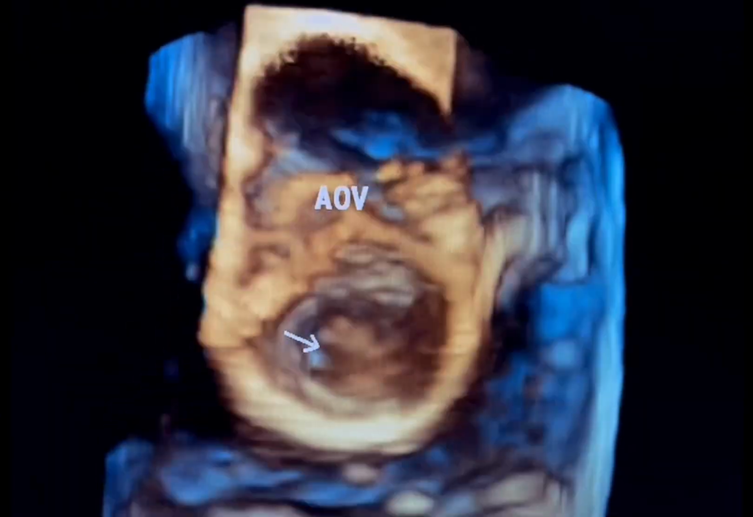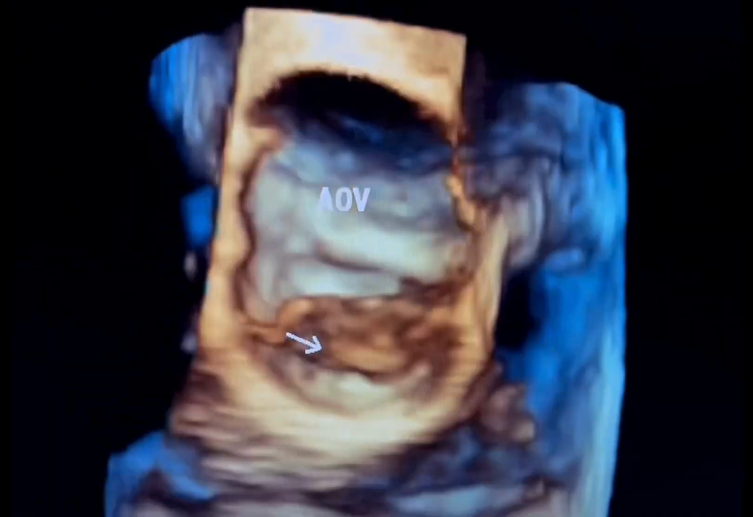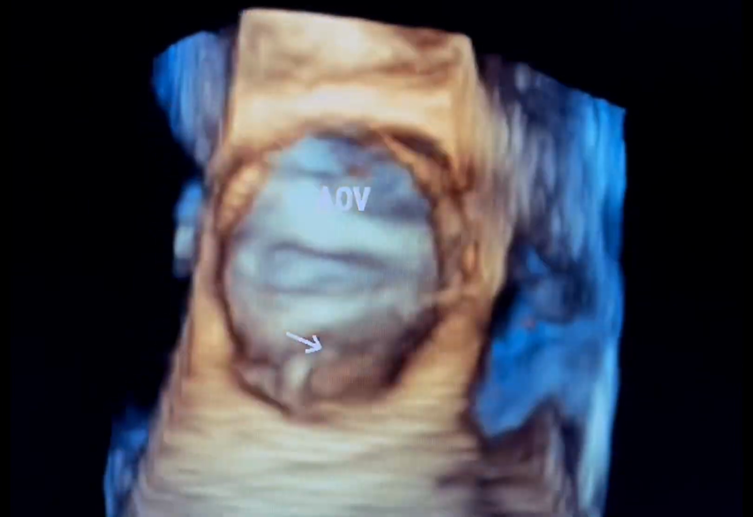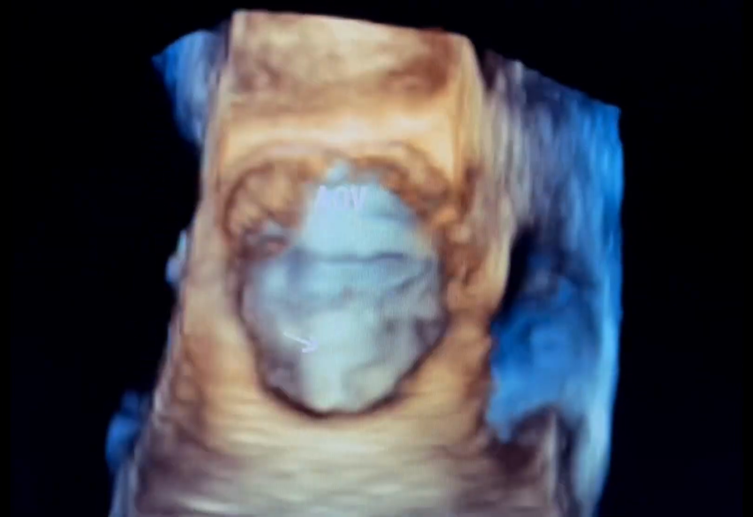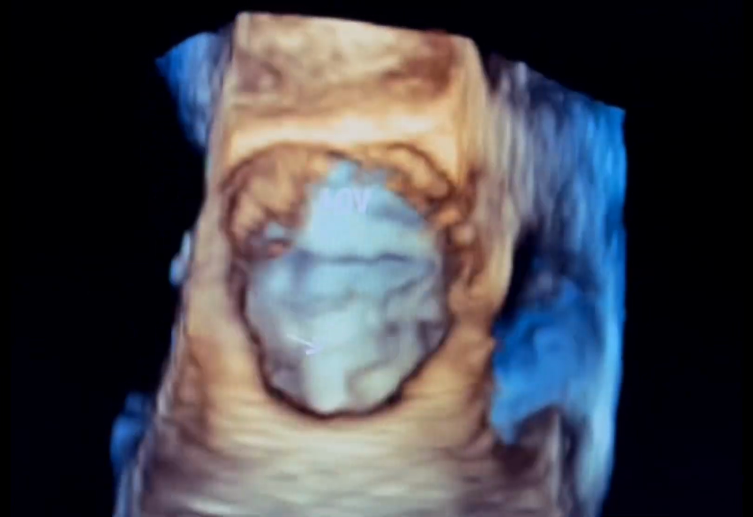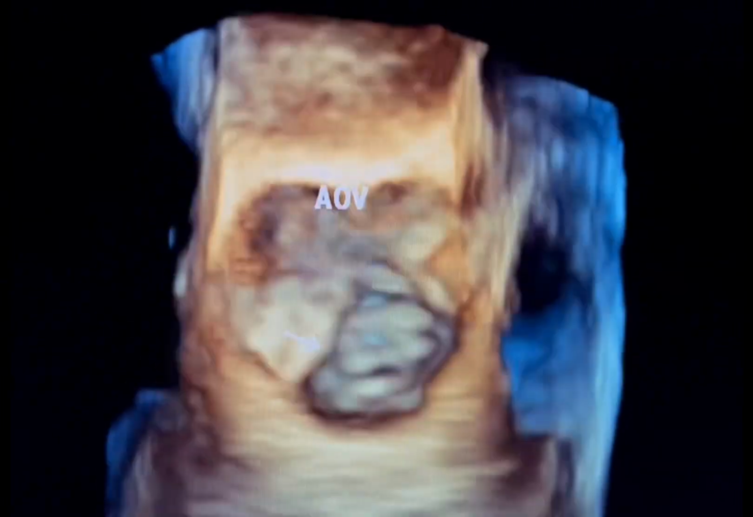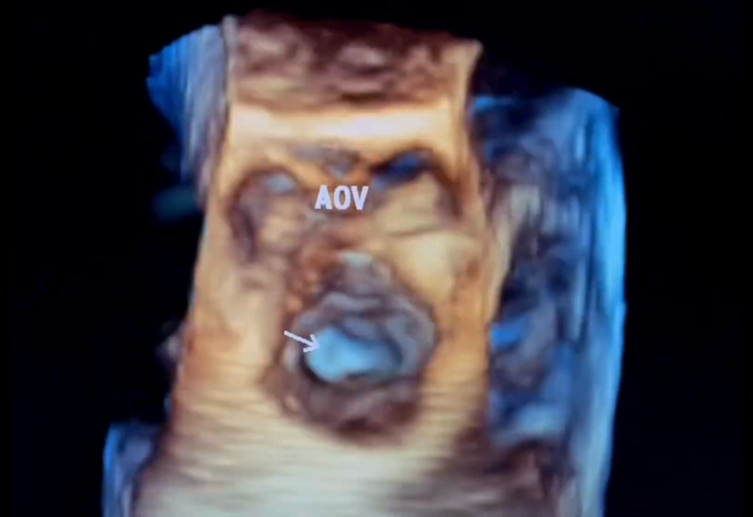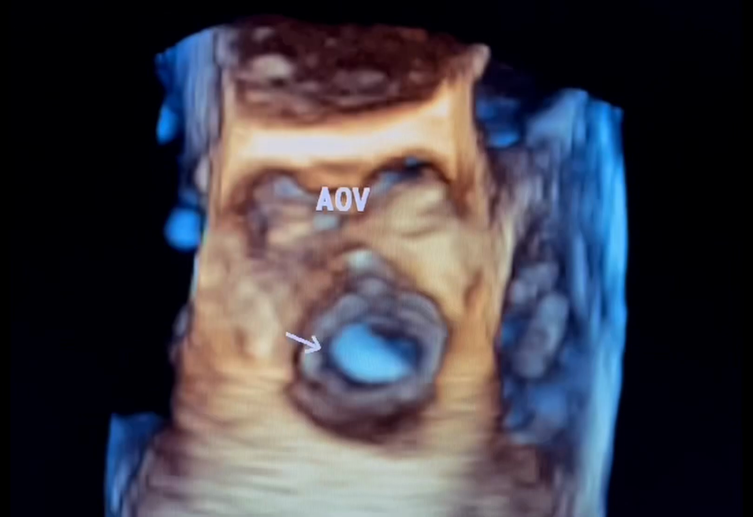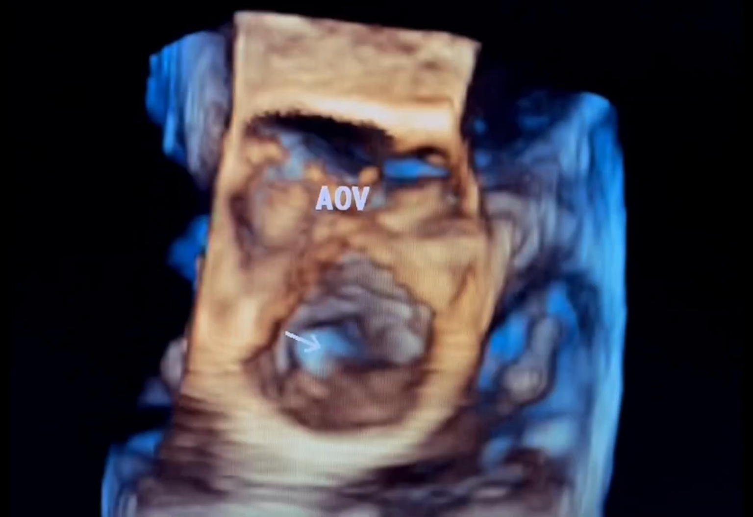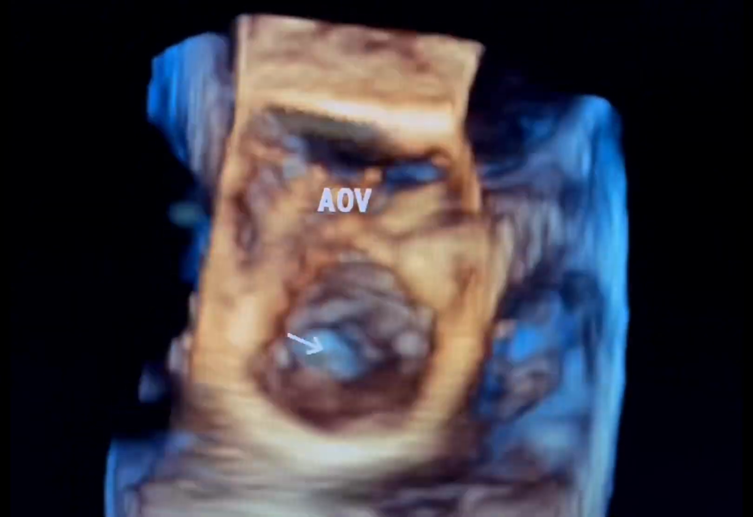A rupture of the sinus of Valsalva aneurysm creates an abnormal shunt between the aorta and adjacent chambers, potentially leading to heart failure or even multi-organ failure. Without prompt surgical intervention, the morbidity and mortality rate are significantly high. This 3D TEE shows the orifice of the aneurysm.